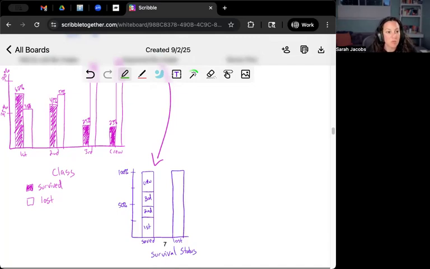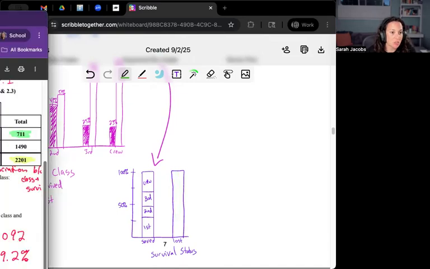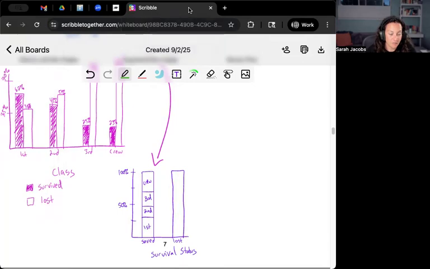When it comes to who was lost, though, these don't seem so bad. They seem relatively evenly distributed. Then we look at who died. Of the people who were lost, there were 122 first class passengers out of a total of 1490. That's just 8%. So if this is 25, this is like 12.